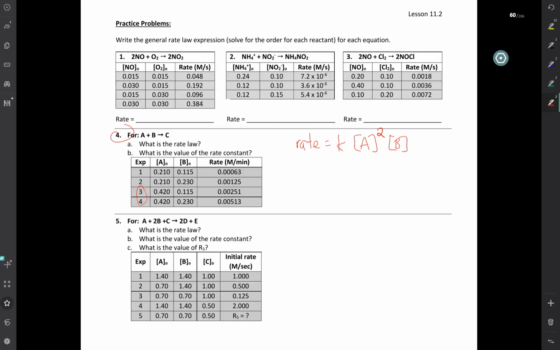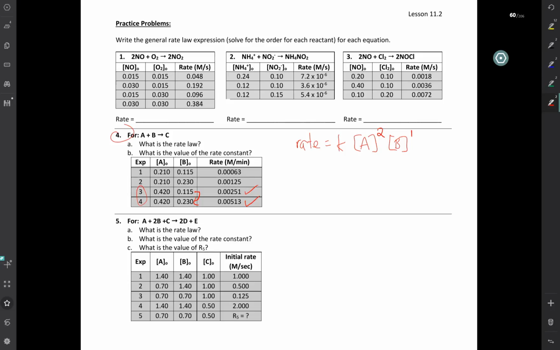So as I double the concentration of B, if I look at my 2 rates, that comes pretty close to doubling as well. It's not a perfect double, but that's okay. That's pretty darn close. So if I double the concentration of a reactant and the rate changes by the exact same amount, that's describing a first-order reaction. And that's pretty much it.